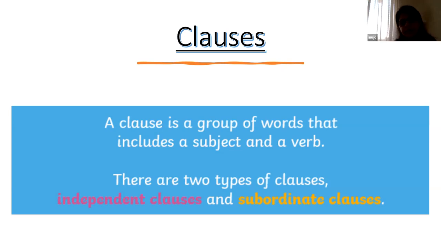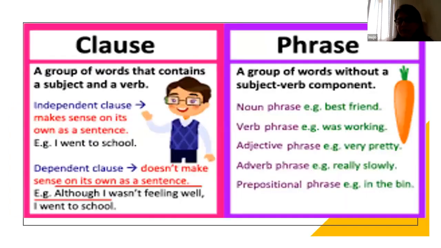So, what exactly is a clause? A clause is a group of words that includes a subject and a verb. So basically, it is a group of words that has a subject and a verb that constitutes a clause. There are two varieties of clause: one is the independent clause and the other is the subordinate clause. Now, before we go to independent and subordinate clauses, let us try to understand the difference between a clause and a phrase. This question is often asked in the exam to differentiate between a clause and a phrase.